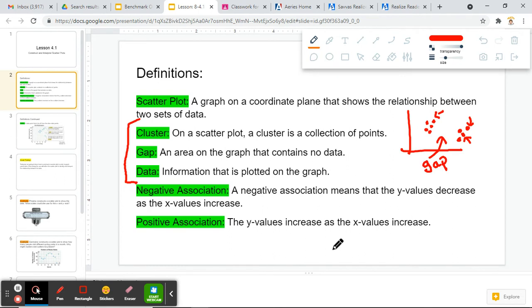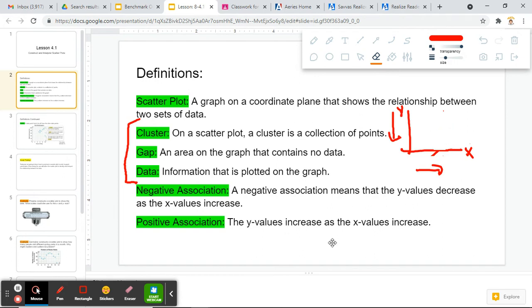Next, we have a negative association, and that means that your y values decrease as your x values increase. So remember, our x values are the ones on the bottom line here going horizontal, and our y values are the ones going vertical. So if we have a graph that as our x values increase, or as they go in this direction, and our y values decrease like this, then this would be a negative association, because notice how our y values are going down while our x values increase.